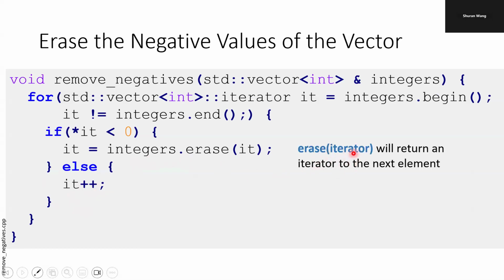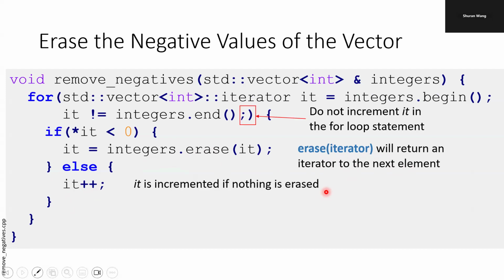Yeah, erase will return an iterator to the next element after the erase. Only the iterator. So in this case, we're not incrementing in the for loop, we're incrementing in the else.